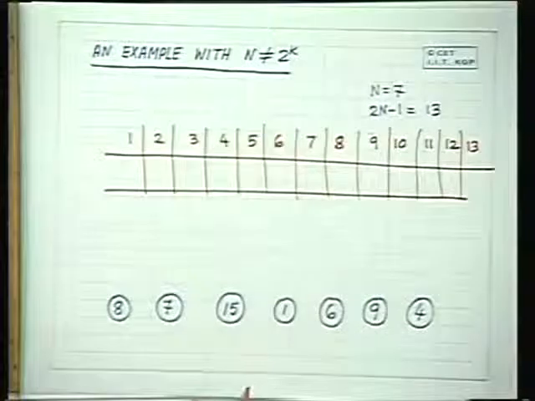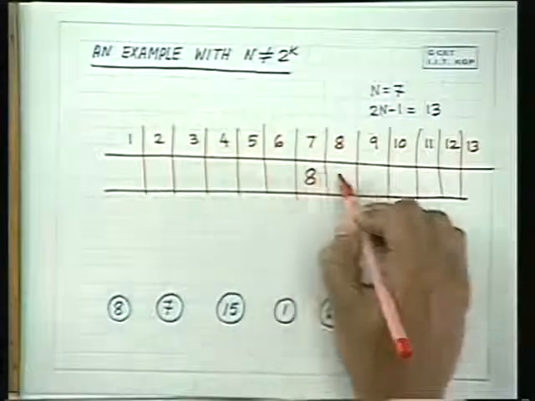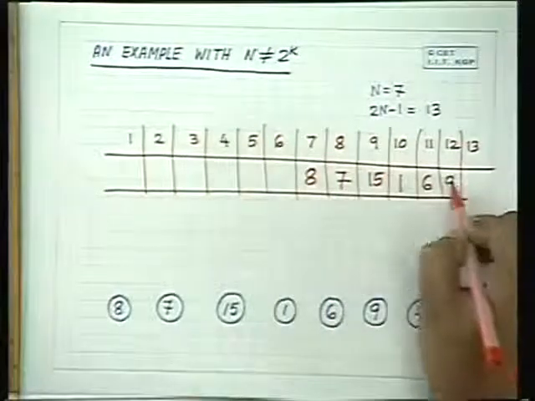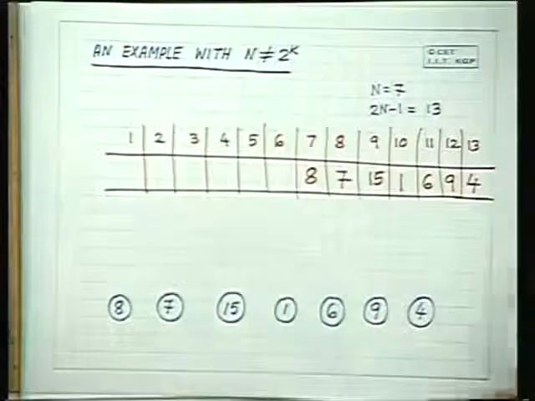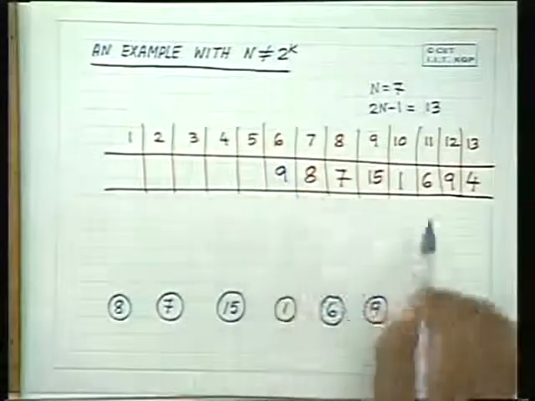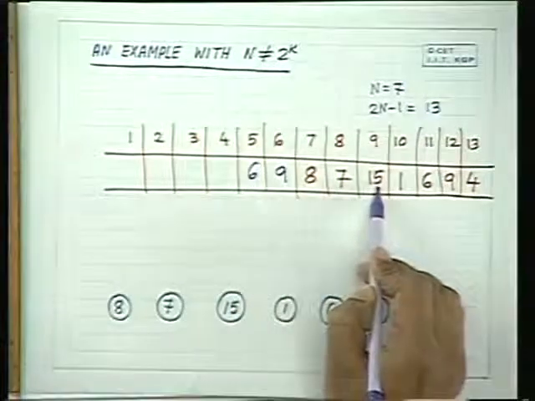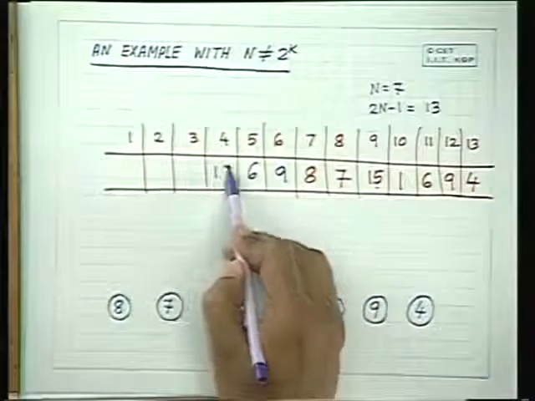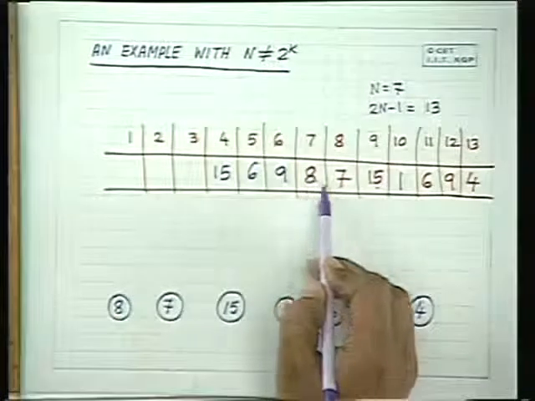The first thing that we do is store the numbers from 7 to 13: 8, 7, 15, 1, 6, 9, 4. And then start backwards. 9 and 4 will be put in 6. So 9 is put here. 1 and 6 is going to be put in 5. These two are going to be put here. Now note, since it was an odd number, there was a problem, but that problem is taken care of.